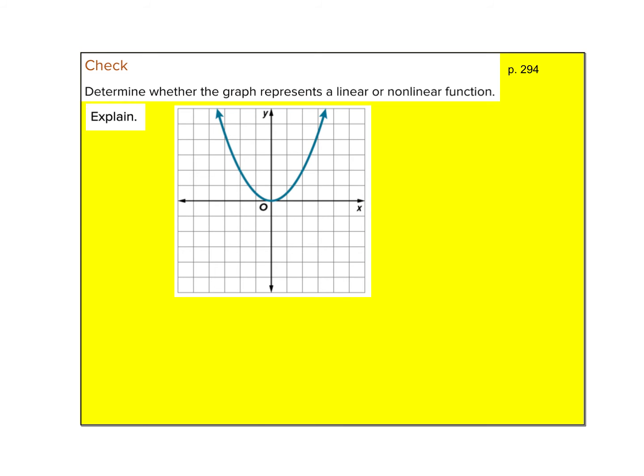All right, you try the check on page 294. Is this one linear or nonlinear? All right, pretty easy. First of all, it is a function. If you test it, it crosses only once, so it's a function. Then, is it linear or nonlinear? Well, it's not a straight line. It's pretty easy to tell. It's not a straight line like this, so it is nonlinear.